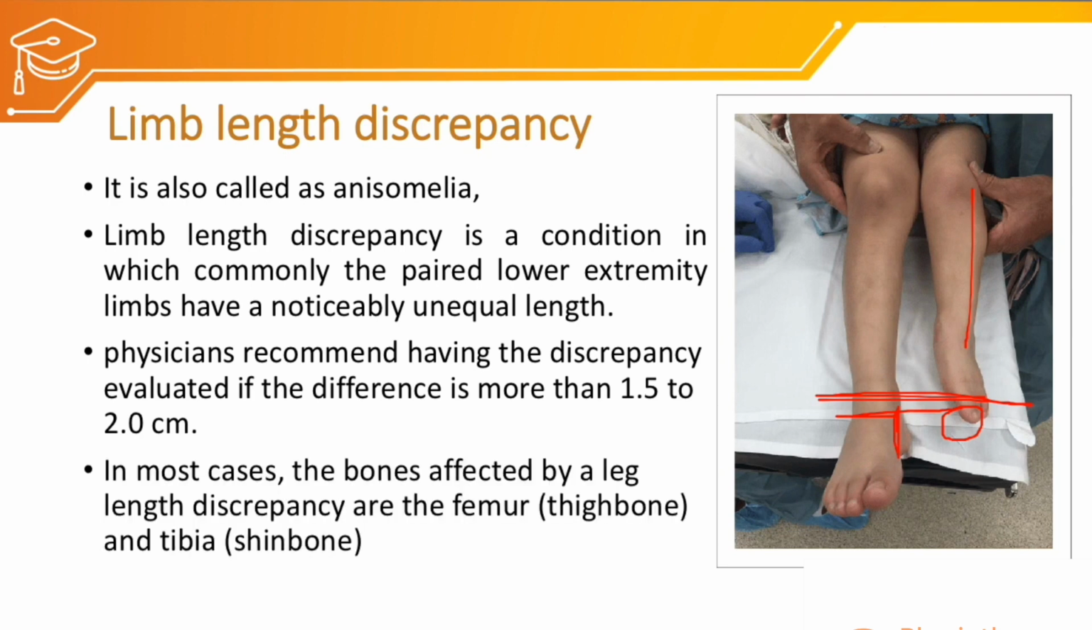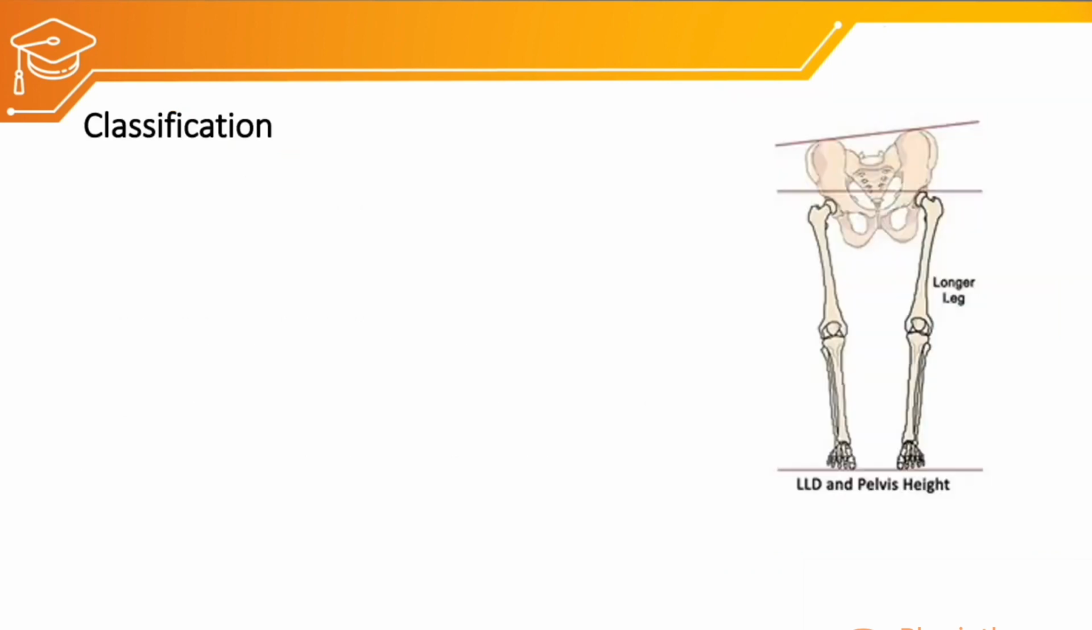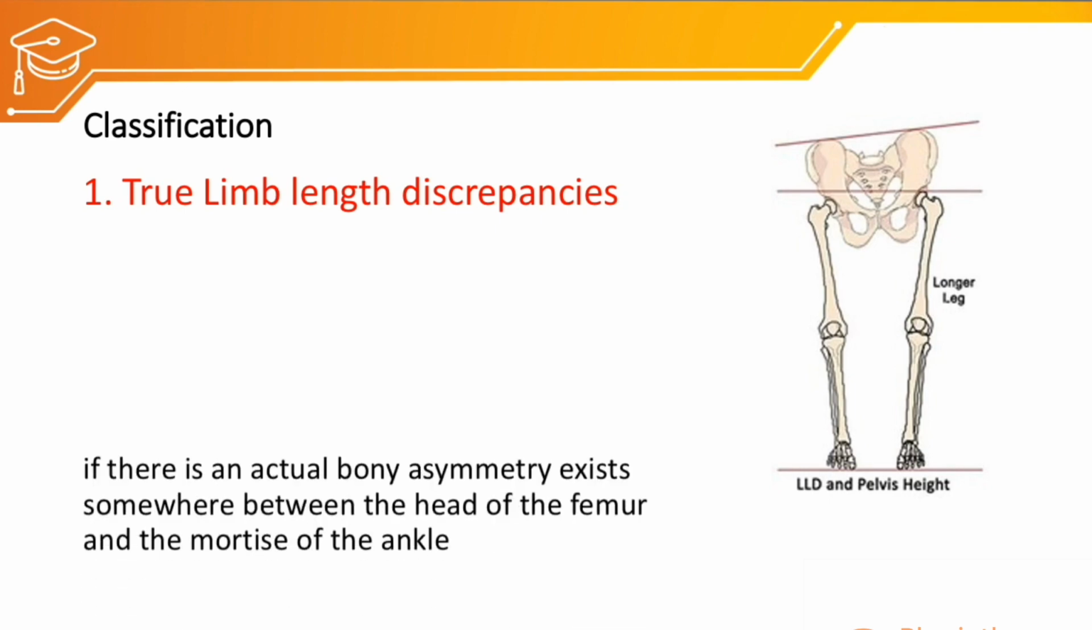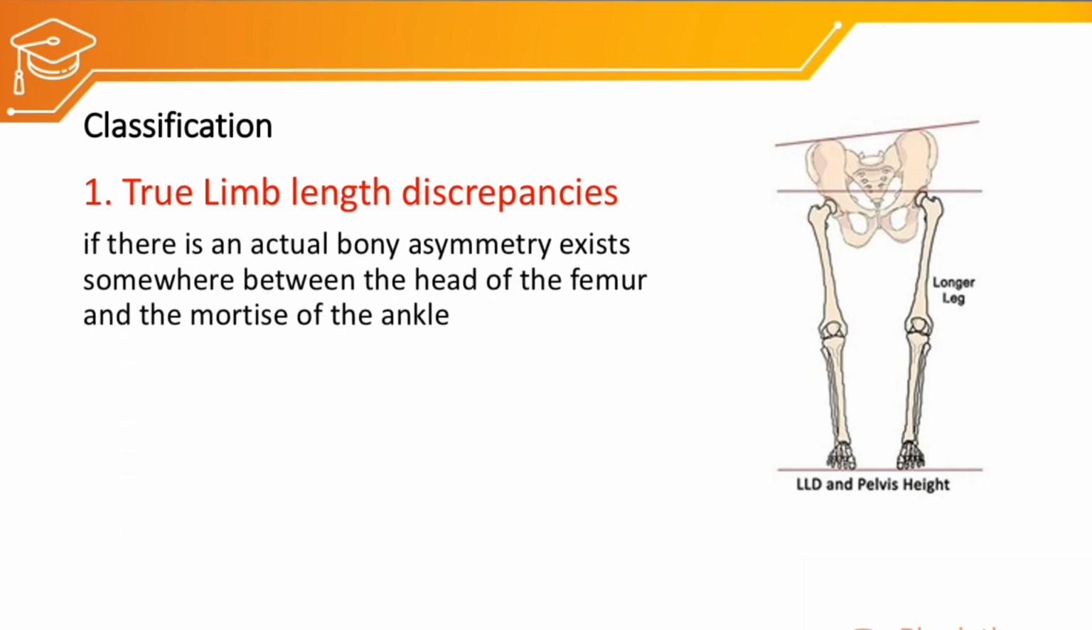In most cases, the bones that are affected by limb length discrepancy are the femur, that is the thigh bone, and the tibia, which is the shin bone. Now let us classify this limb length discrepancy into true limb length discrepancy and functional limb length discrepancy. So what do we mean by true limb length discrepancy? If there is an actual bony asymmetry, then we call it true limb length discrepancy.